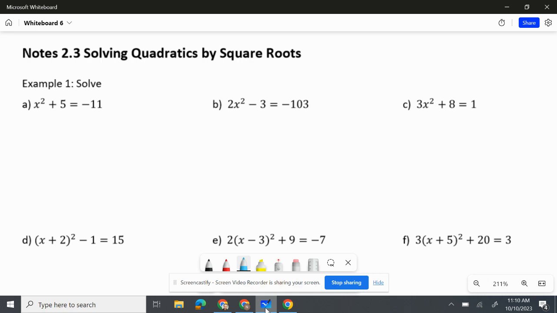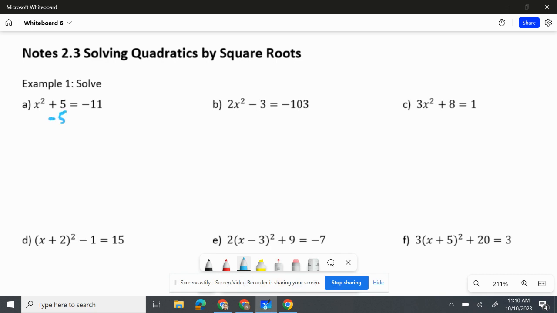We're going to move from simplifying quadratics to solving quadratics. The first way we're going to be solving quadratics is through square roots. And what a square root is, it's an opposite operation from a squared. So if we look at our first example, we see x squared plus 5 equals negative 11.